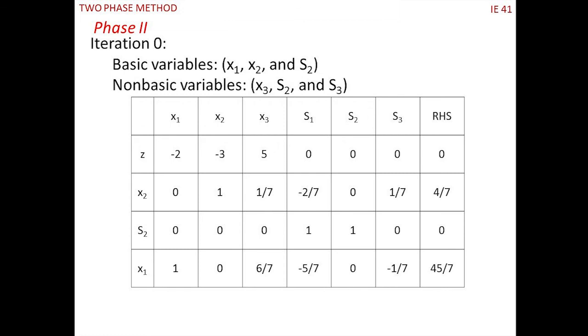We remove the columns of the artificial variables and bring back the original objective function into our tableau. Again, we see that the columns of our basic variables x₁, x₂, and s₂ are not normalized. After performing Gauss-Jordan row operations, we can now perform the simplex algorithm on the tableau. After just one more iteration, we arrive at the optimal solution.